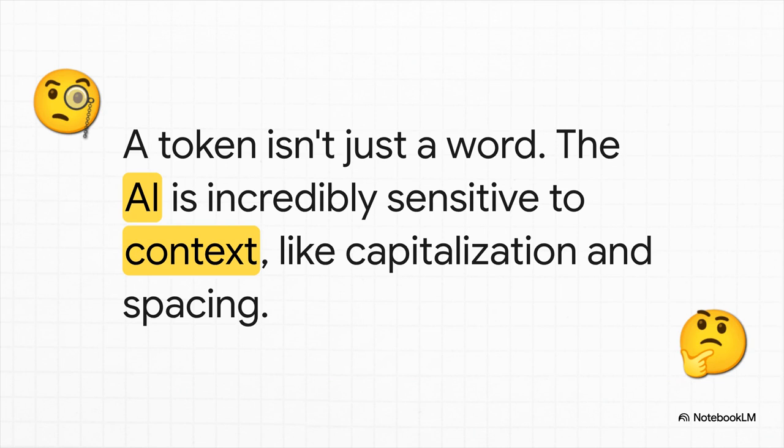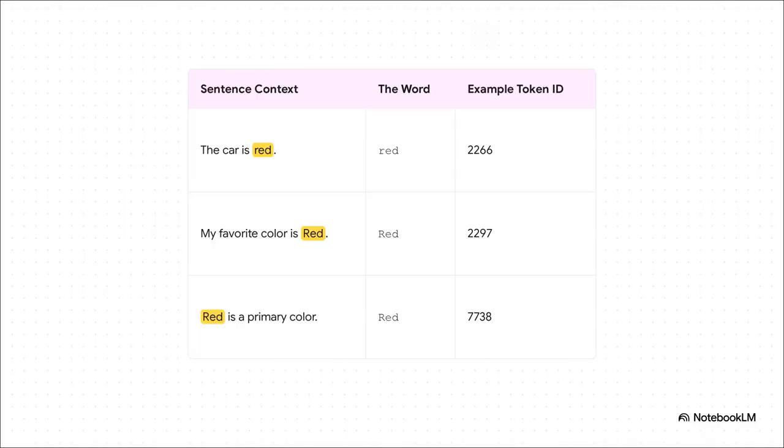And this is where it gets really, really interesting. You might think, okay, the word red is always the same token no matter what. But nope, that's not how it works. The AI is incredibly sensitive to context, things like capitalization, or even just the space before a word. Check this out. This is where you see the crazy precision of these models. Take the word red. When it's lowercase with a space in front of it, it gets 1 token ID. But capitalize it, like Red, and boom, it's a completely different token. Now put that capitalized Red at the very beginning of a sentence with no space before it, and you get a third, totally unique token ID. This is why tiny little changes in your prompt can sometimes lead to different results and costs.